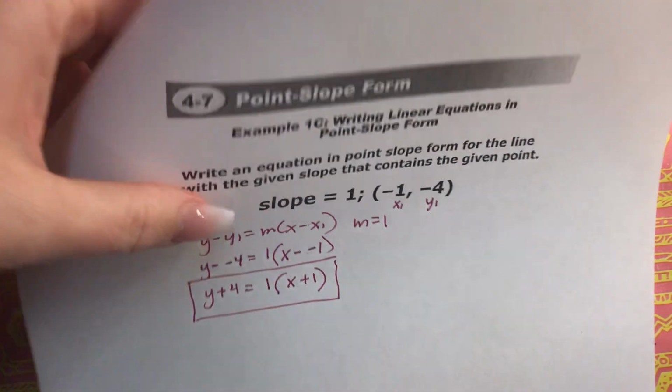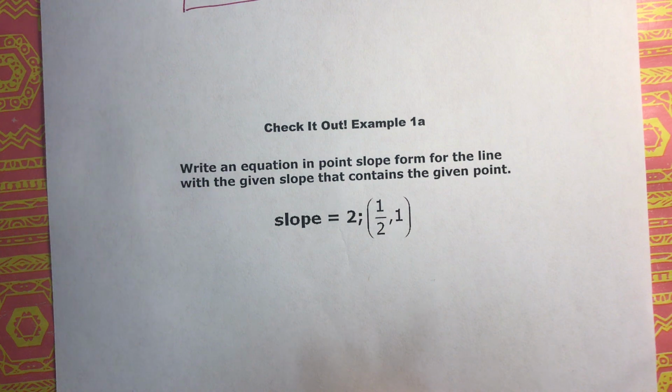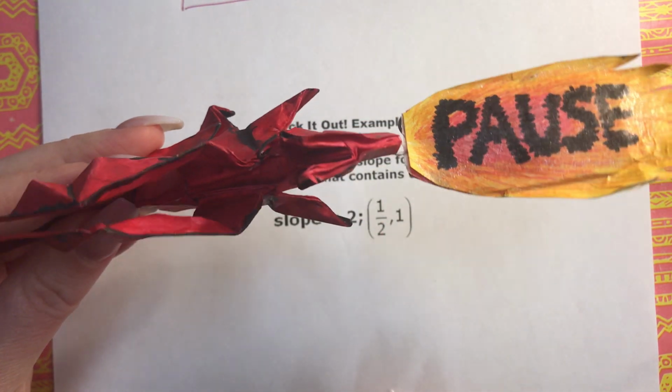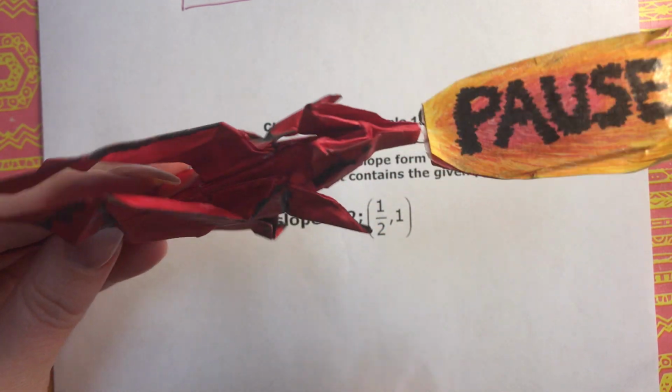And there is my equation in point-slope form. Perfect. Now it is your turn, ladies and gentlemen, to check it out. Okay, here's my friend, the pause dragon. Remind you to pause your device, go ahead and work it out. When you get done, press play and we'll talk about it together. All right, see you in a bit.